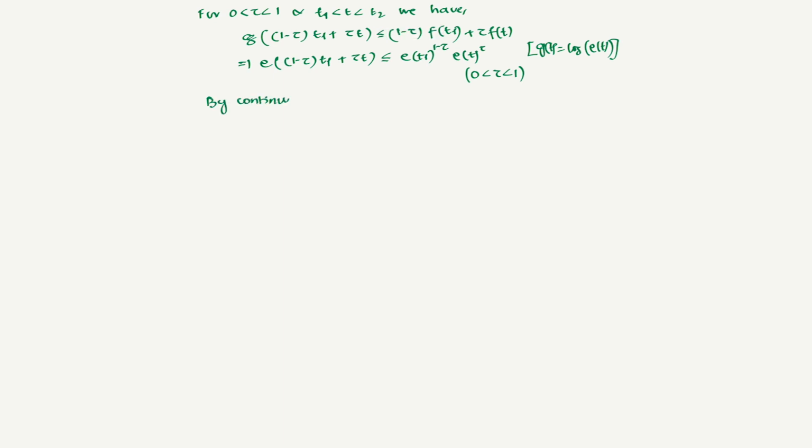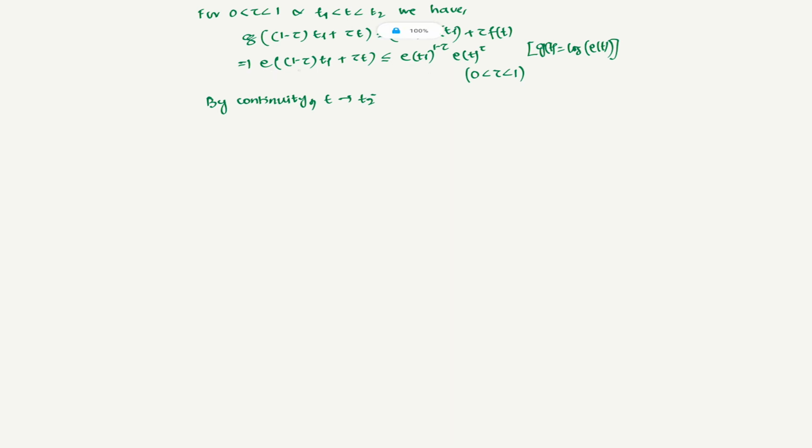And if this is happening, by continuity, what can you say? Once you use continuity and take t towards t2 from below, what happens? This will converge to, see, e is a continuous function, so e to the power tau is also continuous for tau between 0 and 1, and hence this will converge to e of t2.